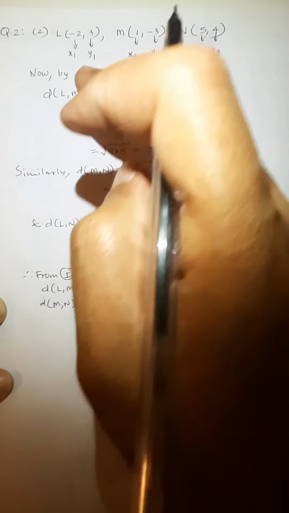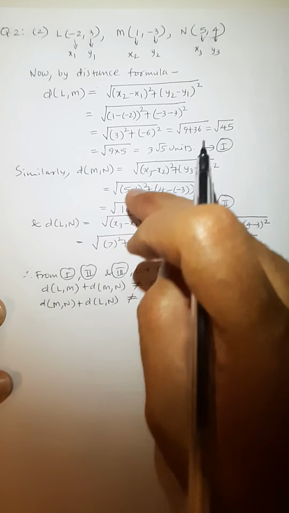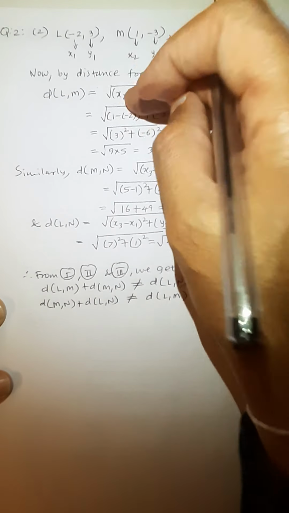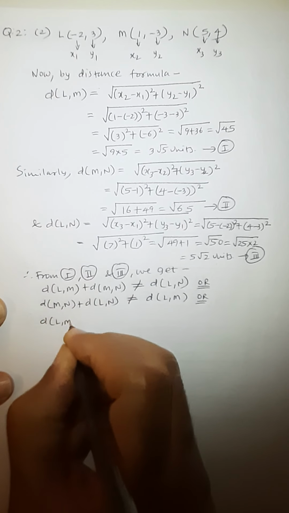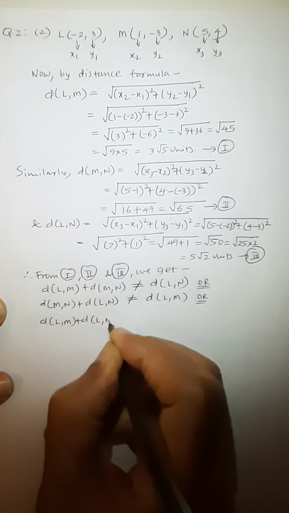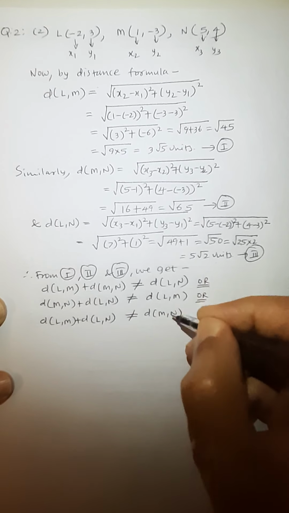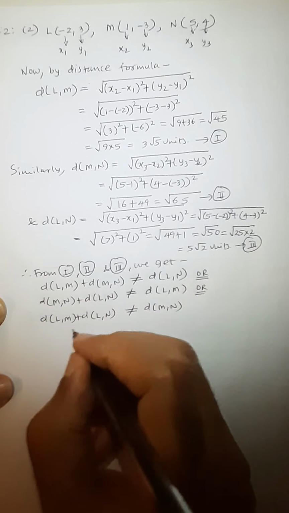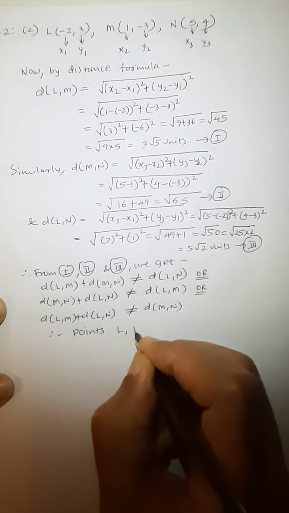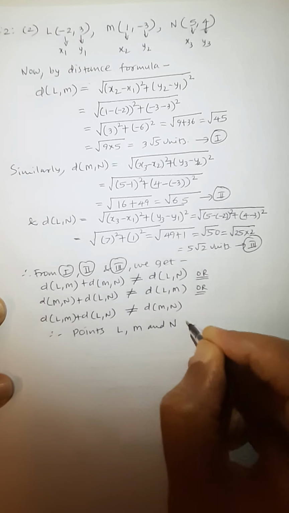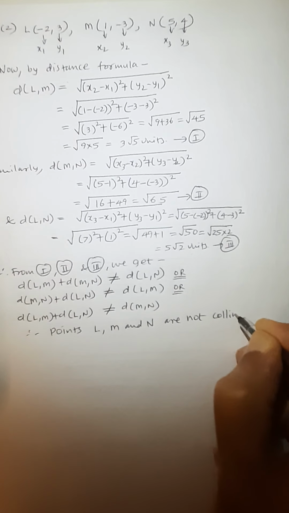Or the first and second is not equal to the third, and the sum of second and third is not equal to the first, so the sum of first and third is also not equal to the second. Distance LM plus distance LN is also not equal to distance MN. So here you should get all the distances once. Therefore, points L, M and N are not collinear.